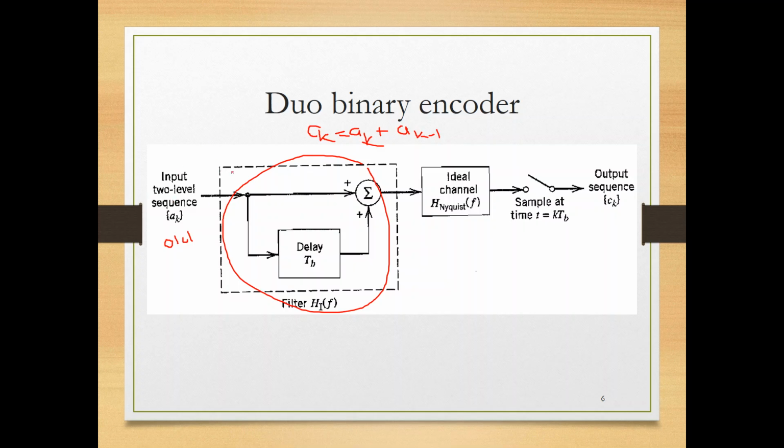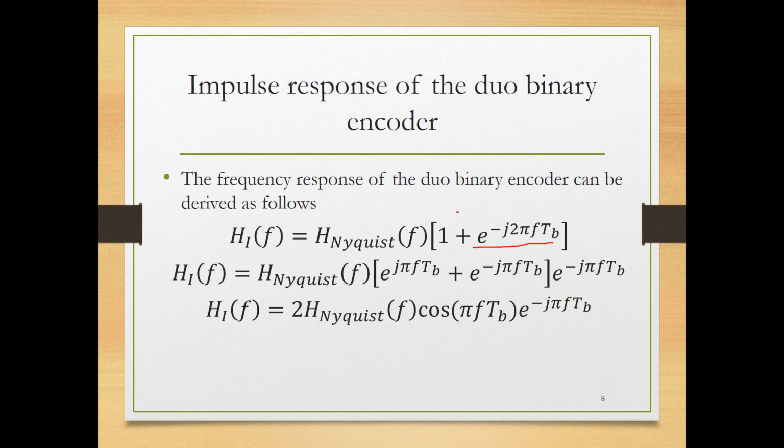For the pulses here, we use either raised cosine or sinc. If it is sinc, then it becomes rect in the frequency domain. And well, the filter or block that determines the shape of your pulse is this, H Nyquist. It can be rect, raised cosine or sinc. So here we get H Nyquist multiplied by the response of this system: H Nyquist multiplied by 1 plus e to minus j2πf Tb.